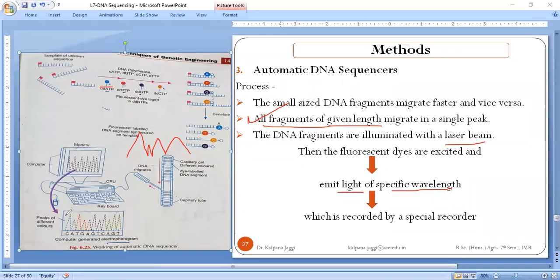When these peaks are exposed to the laser beam, normally we could not see the color because no laser beam is given. When the laser beam is given, it will represent the color in the peaks. And because we know blue is for A, in this way we could go for sequencing. So it is a computer generated electrogram.